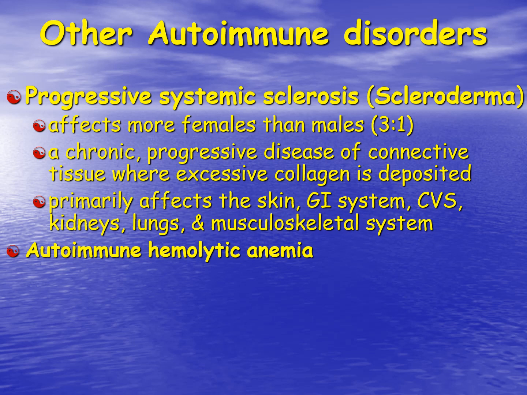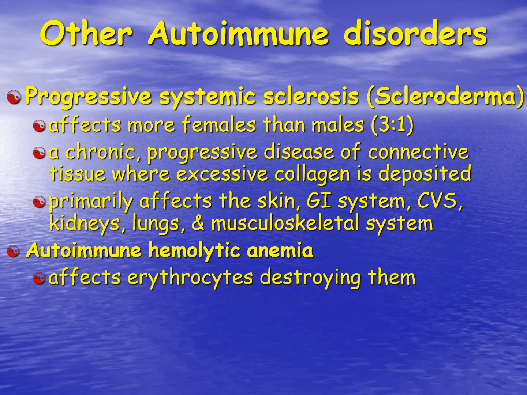And then autoimmune hemolytic anemia. This actually affects the erythrocytes because the immune system is destroying the patient's own red blood cells.